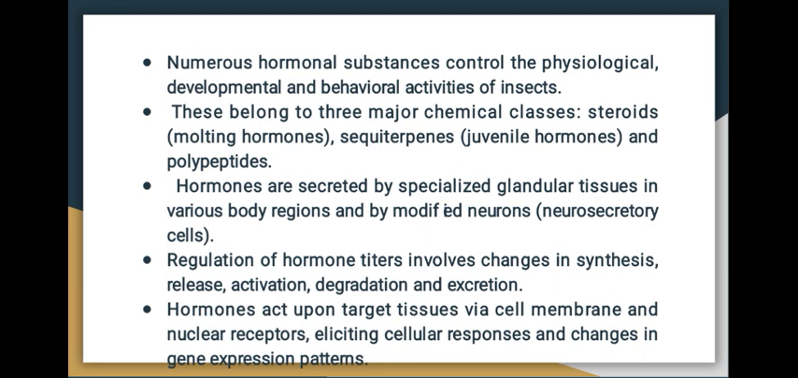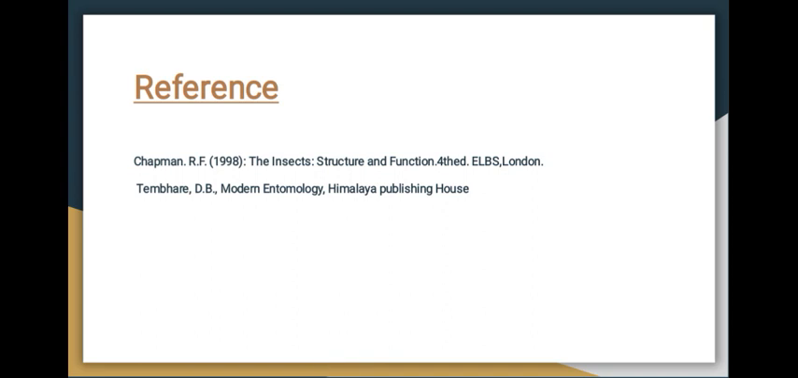Now let's have a quick summary. Numerous hormone substances control the physiological, developmental, and behavioral activities of insects. These belong to three major physical classes: steroids, molting hormones, sesquiterpenes, juvenile hormones, and polypeptides. Hormones are secreted by specialized glandular tissues in various body regions and by modified neurons, neurosecretory cells. Regulation of hormone titers involves changes in synthesis, release, activation, degradation, and excretion. Hormones act upon target tissues via cell membrane and nuclear receptors, eliciting cellular responses and changes in gene expression patterns.